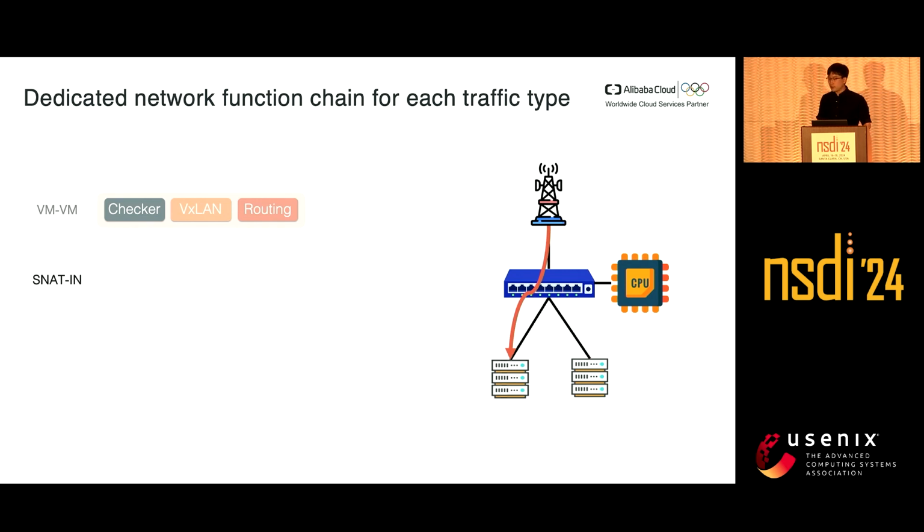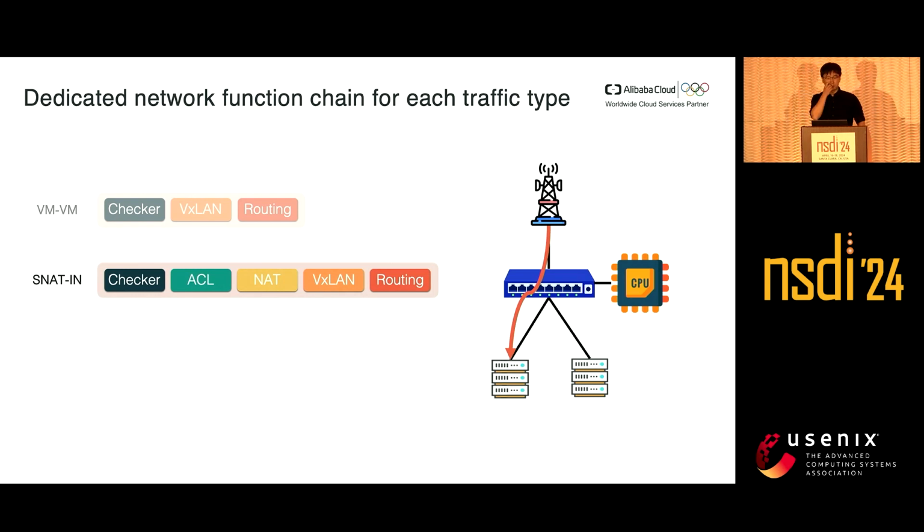As the main function of the NAT, it maps the external IP to the internal one, and we call that traffic SNAT in. We need 5 functions to achieve the goal. First, similarly, we need a checker to check the packet, and then we need an ACL to make sure we don't let any malicious traffic in. And then we go to the core NAT table to translate the IP address, and then do the similar VXLAN and routing.